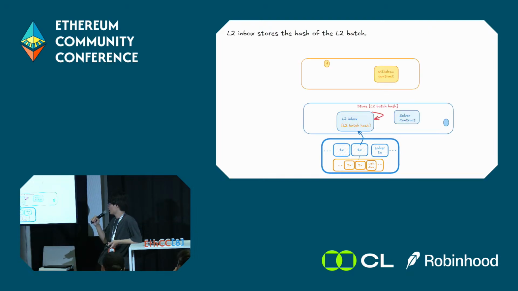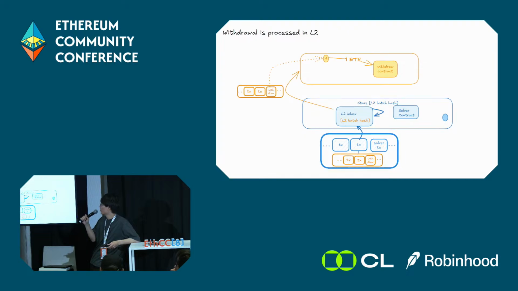Next, one of the things that we do is that we have this batch submission happen, and when the batch submission happens, we actually store the L2 batch hash into the L2 inbox. This actually already happens to make the proof work, but here I'm making it explicit. So after storing the batch hash, the event is emitted to trigger the L2 execution. The withdrawal happens as we've seen before.